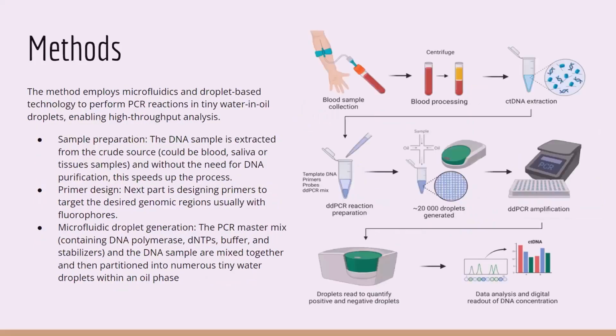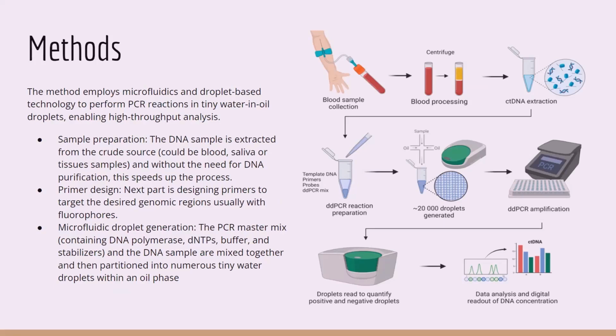So for the methods, you start with sample preparation. For our case, we're doing crude samples. So we're doing extractions from blood, saliva, tissues. And when you're getting it from the source like that, you can avoid the whole DNA purification step. So this is what helps speed up the process.